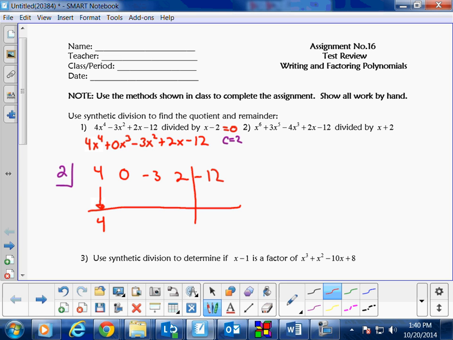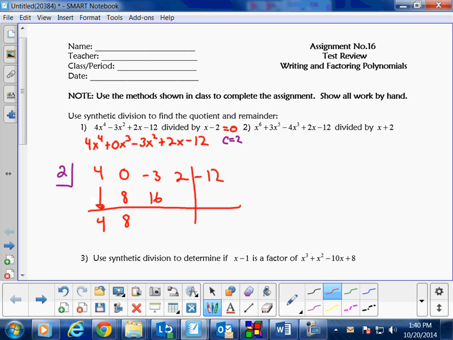So first I bring down the leading coefficient, I multiply, so I get 8, add, multiply again, 16, I end up with 13, multiply again, 2 times 13, 26, end up with 28, and lastly 2 times 28 is 56, and 56 plus negative 12 comes out being 44, which means that I got two things. Here's my remainder, and here's my quotient. So you can put down remainder is 44.